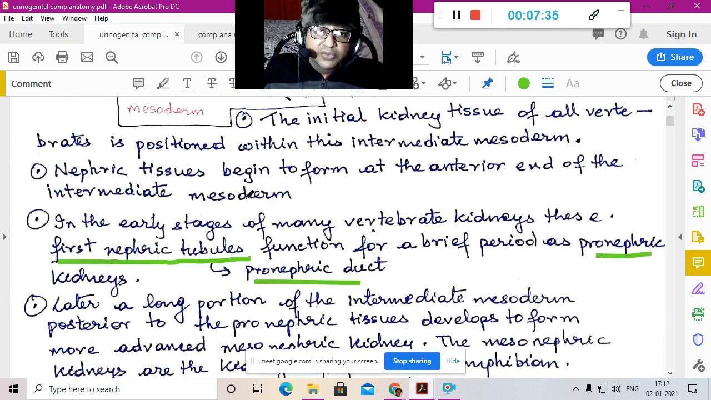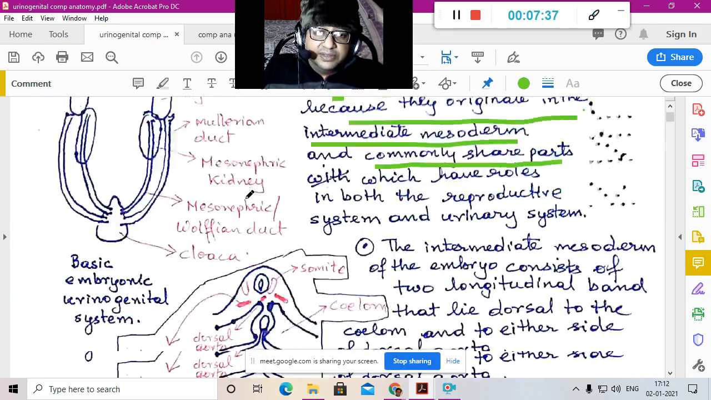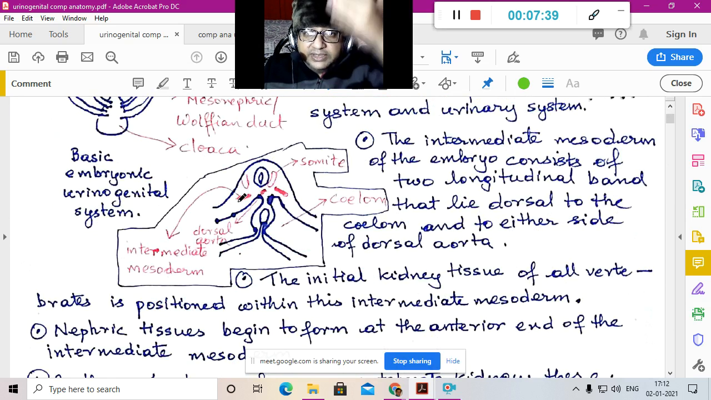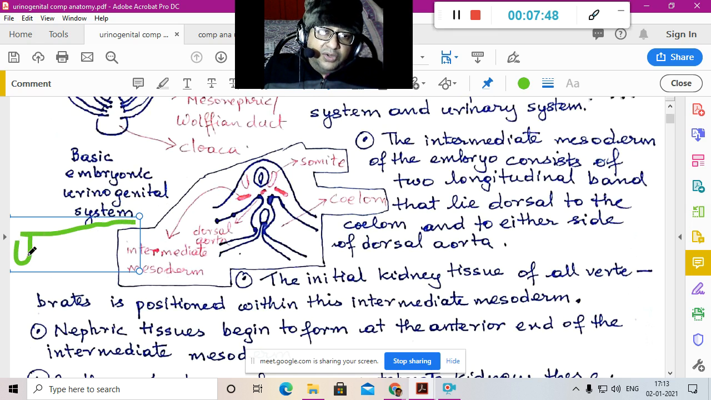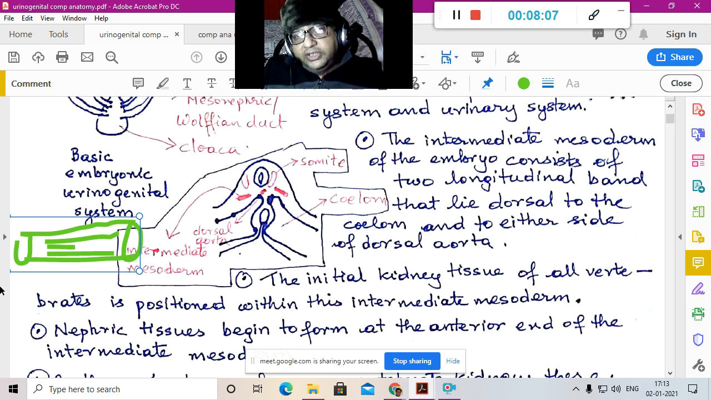What you had seen over here in this photo was a section. Now if you pull this straight like a tube, you will find that this intermediate mesoderm exists as a longitudinal band. If the dorsal aorta is in the center, one on this side and one on the other side, you find these longitudinal bands.